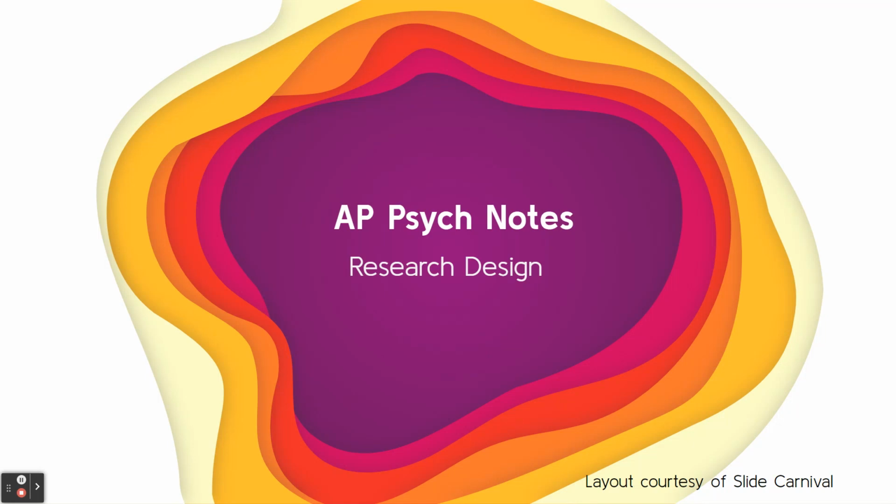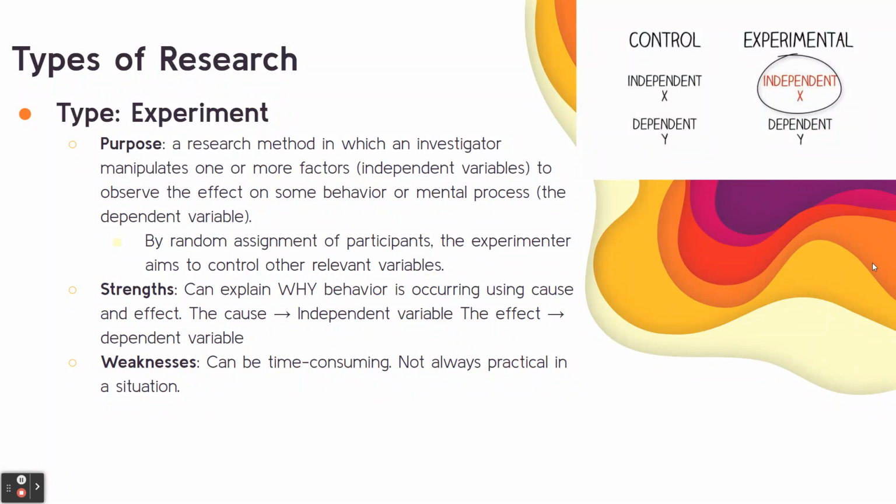In today's notes, we're going to talk about research design. So there are different types of research, and the first type that we are going to focus on is an experiment. So the purpose of an experiment is that it's a research method where an investigator manipulates one or more factors or independent variables to observe the effect on some behavior or mental process, which is the dependent variable. By random assignment of participants, the experimenter aims to control other relevant variables.